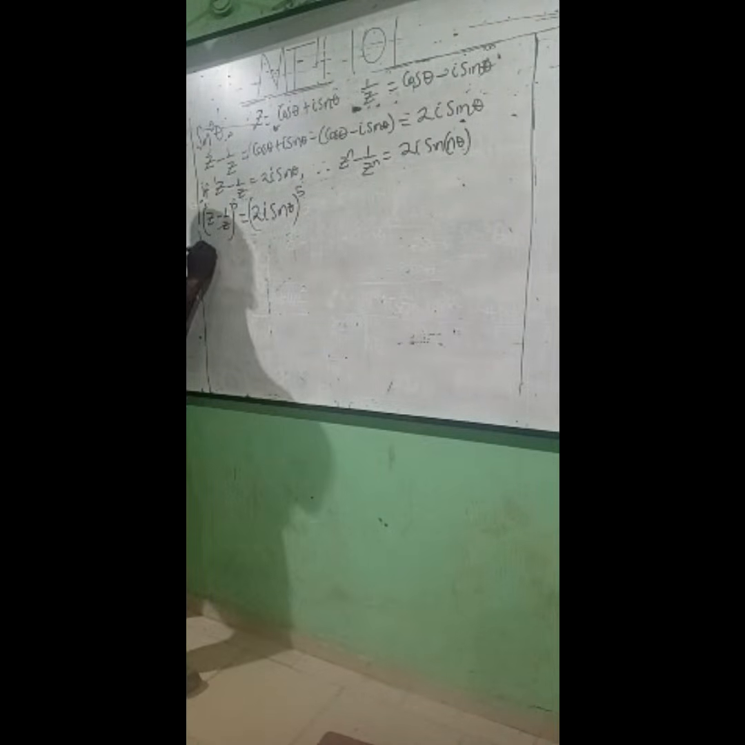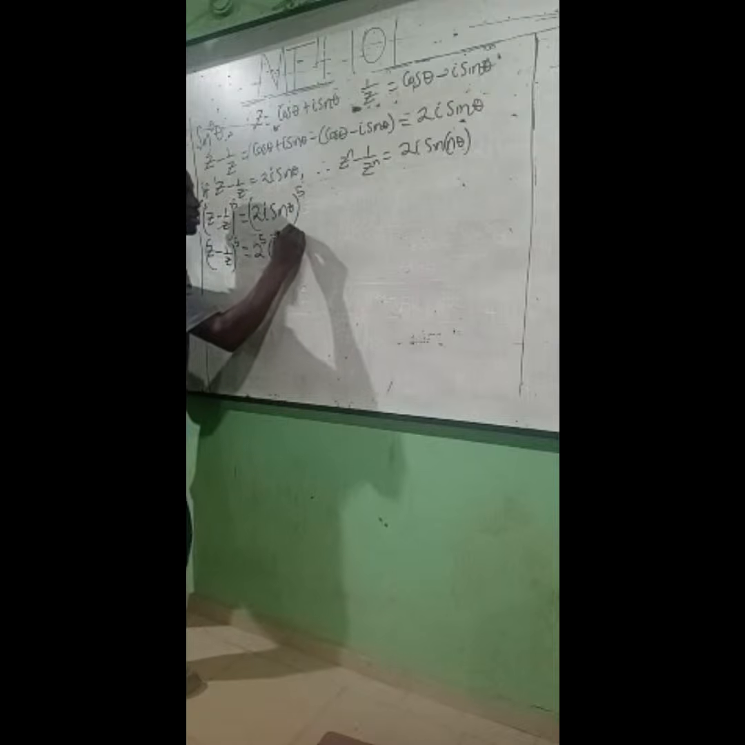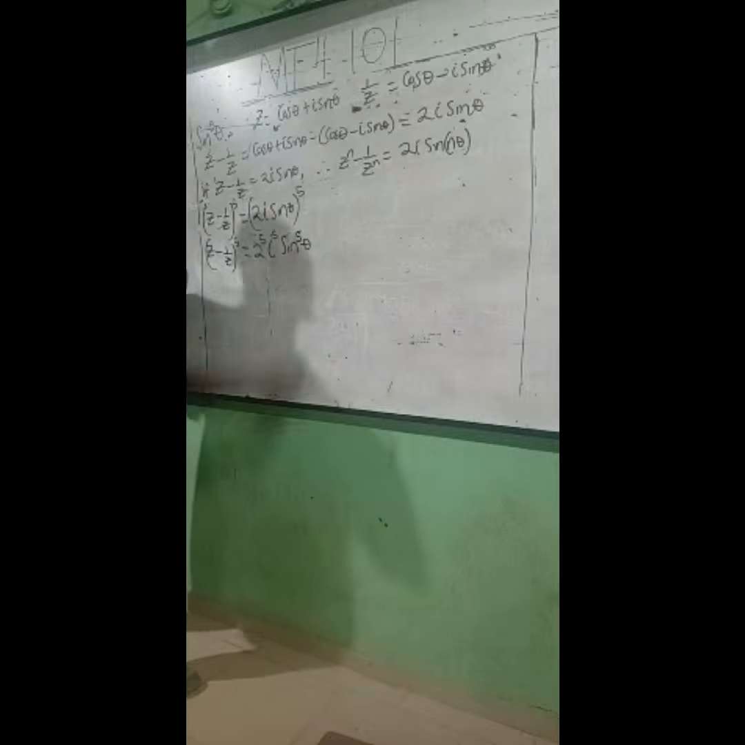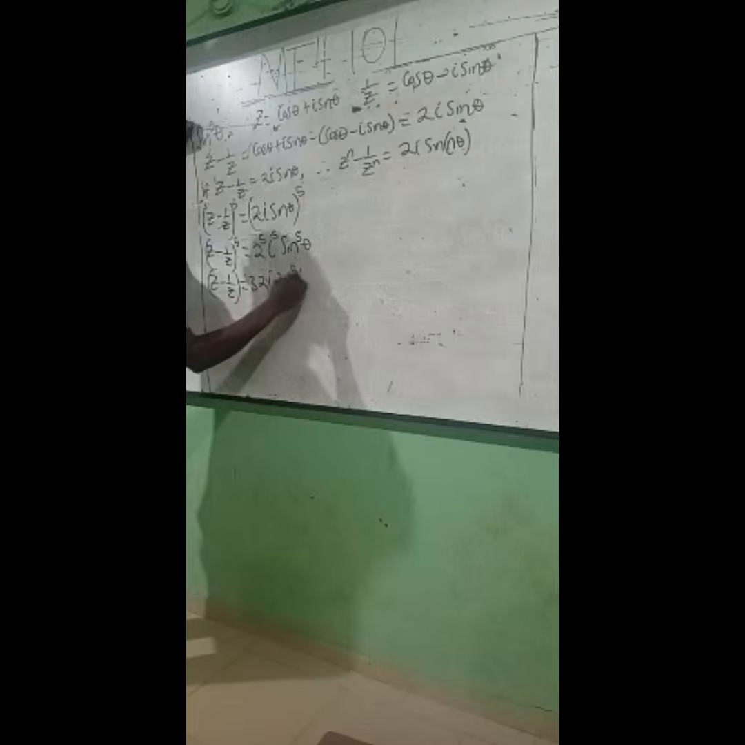Then here we have what? z minus 1 over z raised to power 5 equals to what? 2 raised to power 5, i raised to power 5, sine what? Fifth power of what? Theta. Are we together? So here we have z minus 1 over z, raised to 5, equals to 32 i sine fifth power of theta.